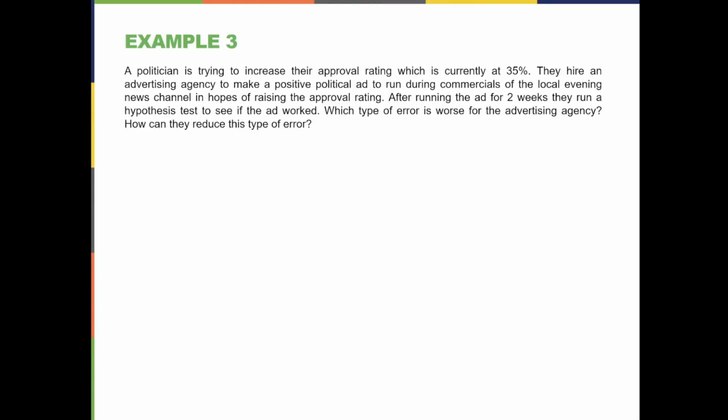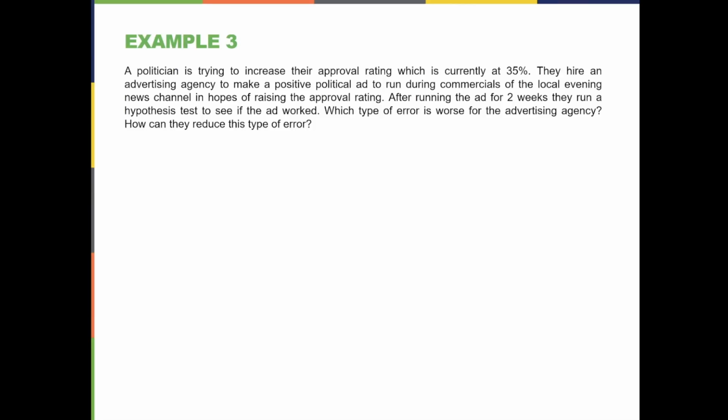Example 3. A politician is trying to increase their approval rating, which is currently at 35%. They hire an ad agency to make a positive political ad, and after that ad is shown, they're going to see if the approval rating increased or decreased. So they're going to do a poll, see if the approval rating is higher for the politician. Which type of error is worse for the ad agency? How can they reduce this type of error?